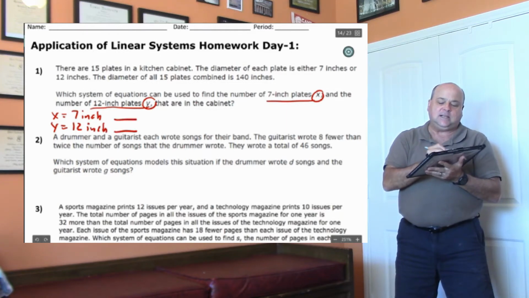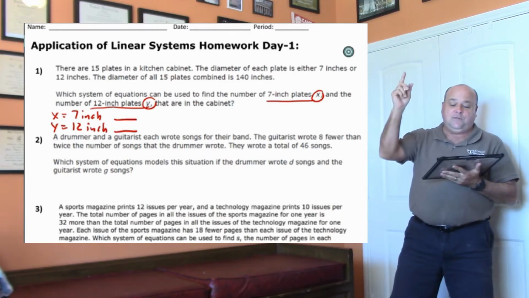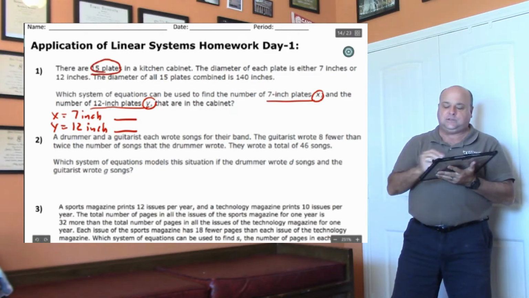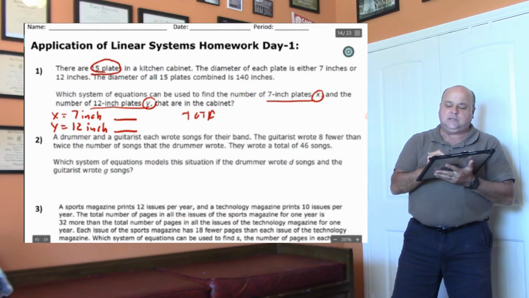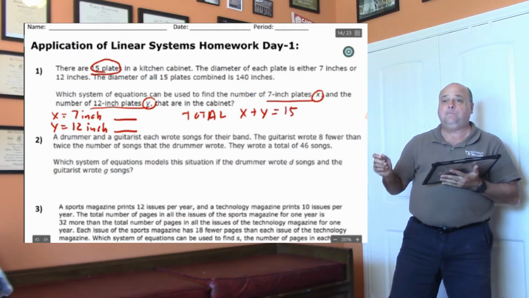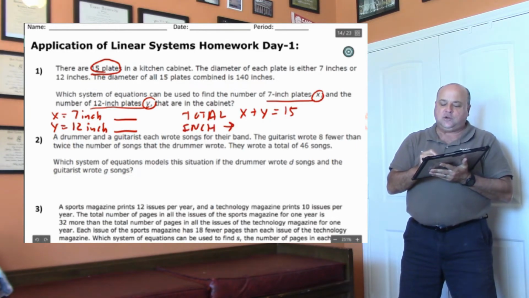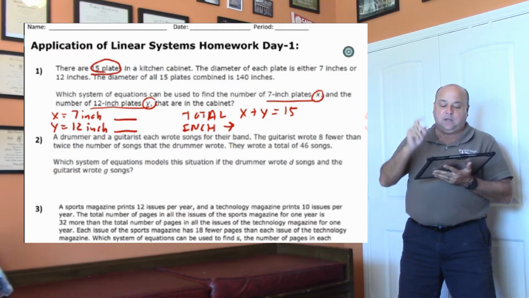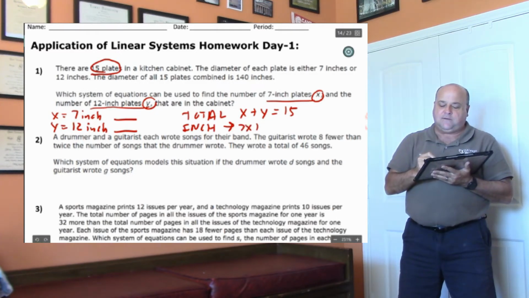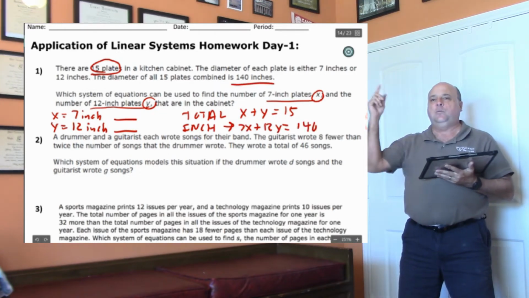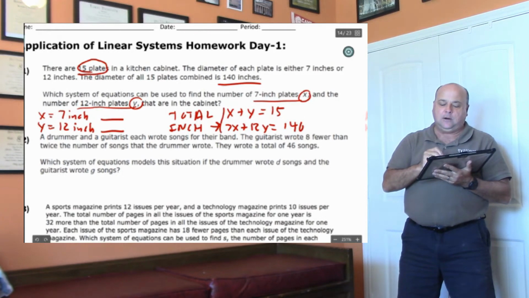Put blanks because that's where your answers are going to go. And then we're going to write our equation. This right here is the total number of plates. So the total number of plates is going to be X plus Y, and it's going to be 15. Now the next one is going to be our inch equation. So how many inches of plates do we have? The 7-inch plates, 7X, plus the 12-inch plates, 12Y, have a combined 140.